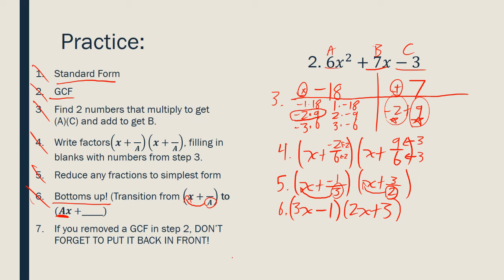And step 7 says if you remove the greatest common factor in step 2, don't forget to put it back in front. And I didn't have a greatest common factor, so I can skip that step. So my final answer is 3x minus 1 times 2x plus 3.